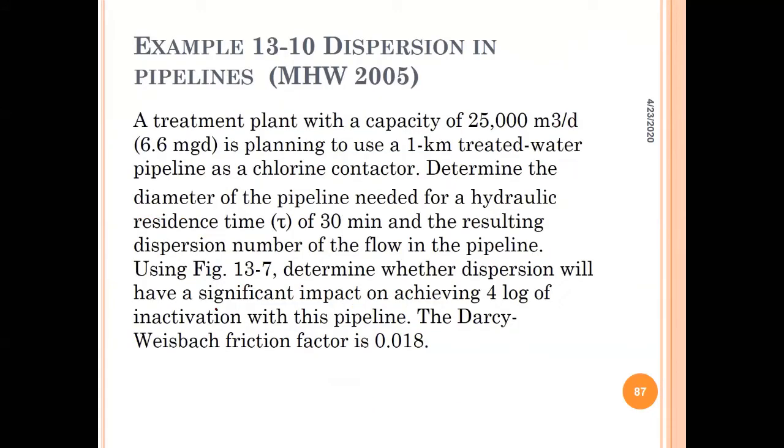Let's solve problem number 10-30, dispersion in pipeline. It is in the big book, Water Treatment Design, example 13-10. A treatment plant with a capacity of 25,000 meters cubed per day is planning to use a 1 kilometer treated water pipeline as a chlorine contactor.